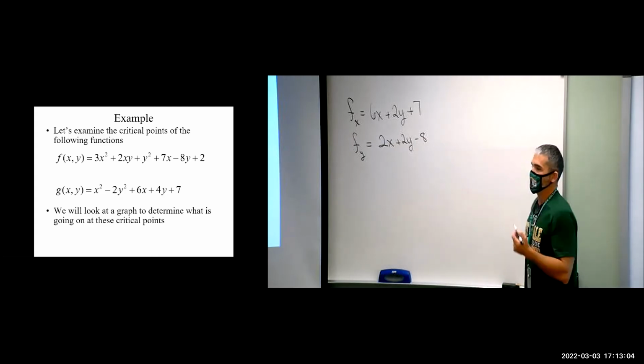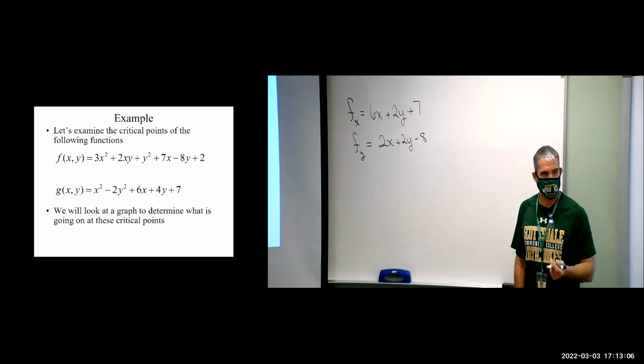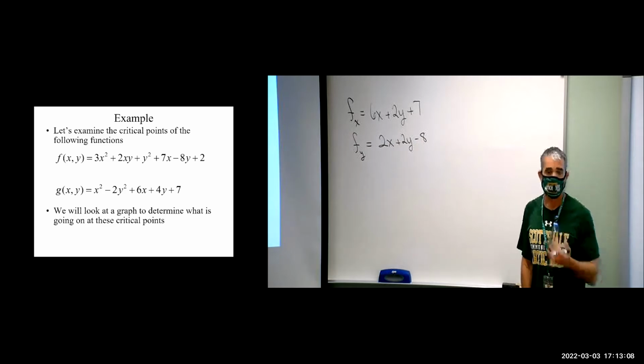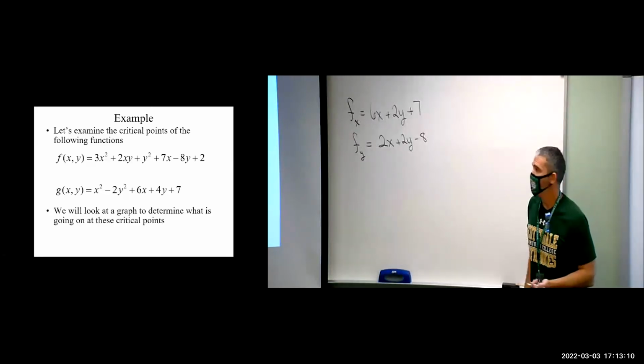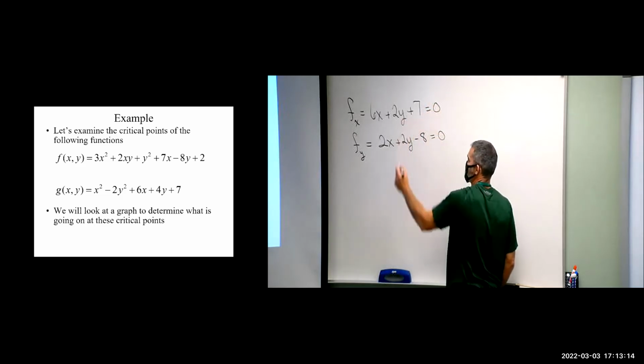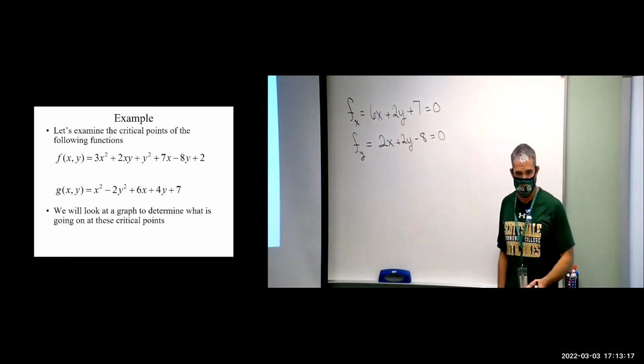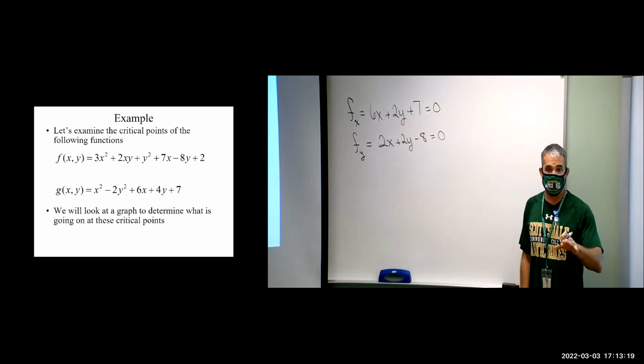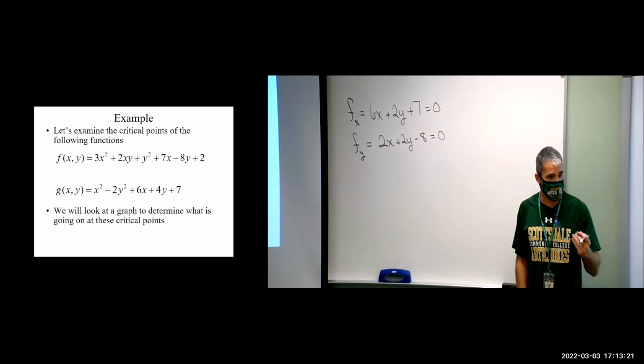So what you do next is you set your partials equal to 0, and you do whatever you need to do to solve. Because what we're going to have is a system of 2 equations with 2 variables, which is what makes it solvable. If we had a function of 3 variables, we'd have 3 first-order partials. So we'd have a system of 3 functions and 3 variables.